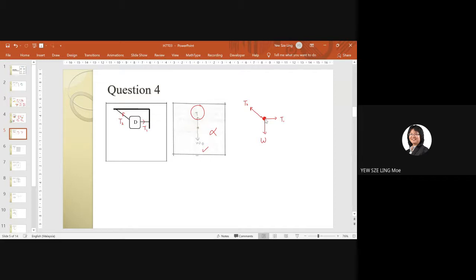Now, how do I know whether I want to use T1 and T2, or just use T for both of them? You look at the string.